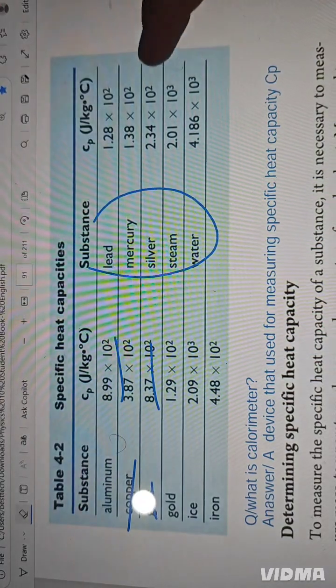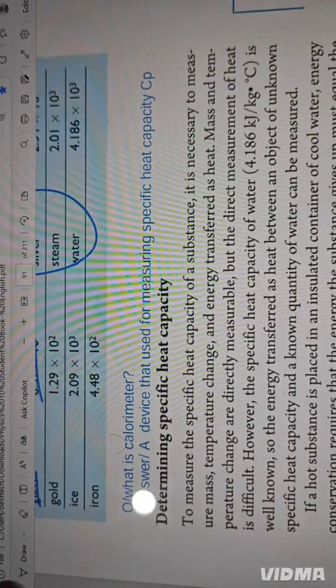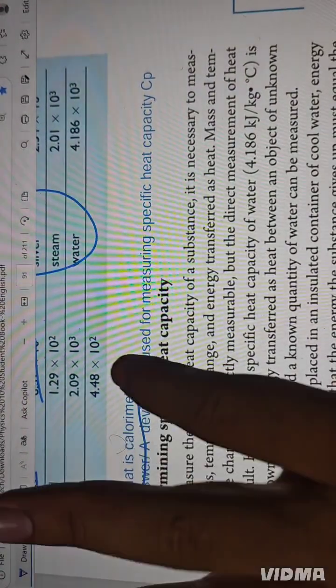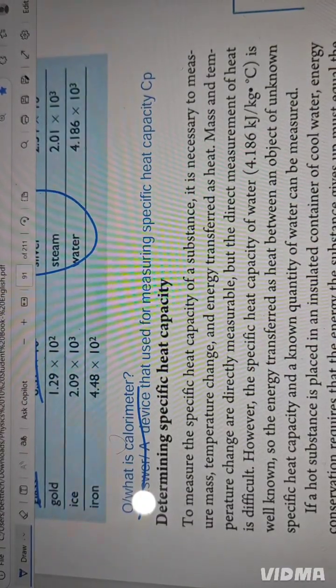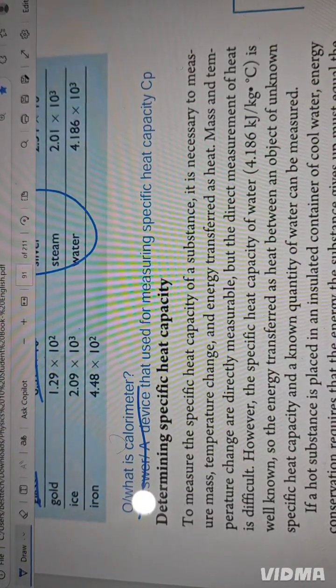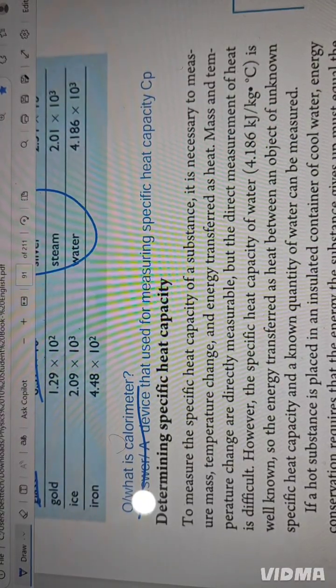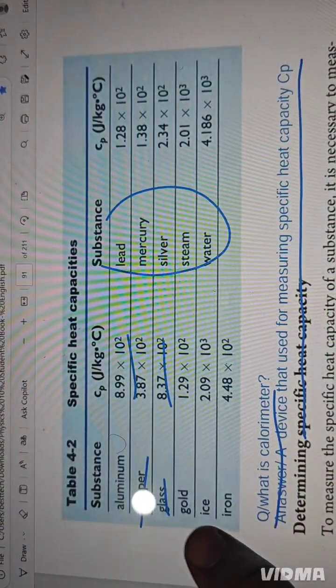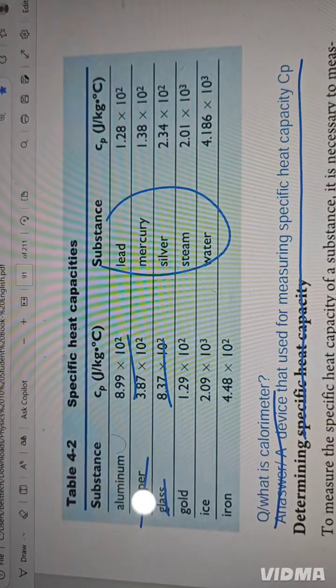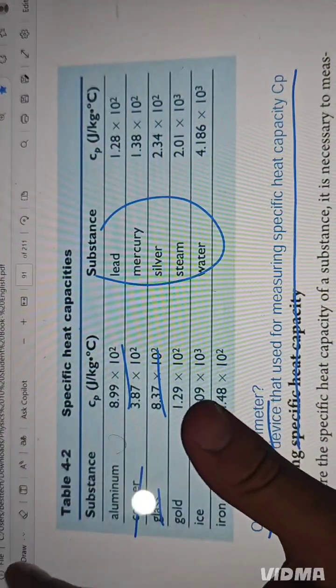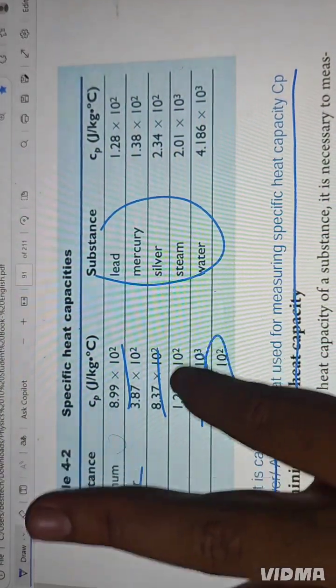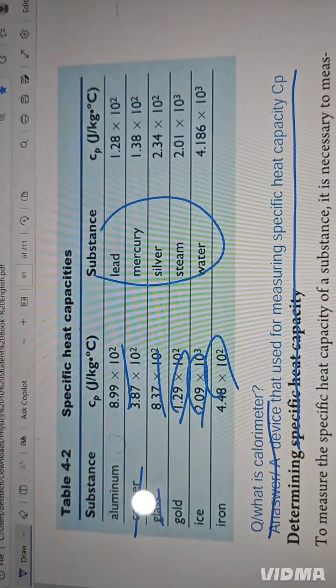We have a device which is called a calorimeter. What's a calorimeter? If you remember the previous video, we explained the thermometer, one of the devices for measuring temperature. The calorimeter is the second device here. This device is used for measuring specific heat capacity. In this table, each substance has a different specific heat capacity. How did the scientists find this value for each substance? By using this device, the calorimeter.